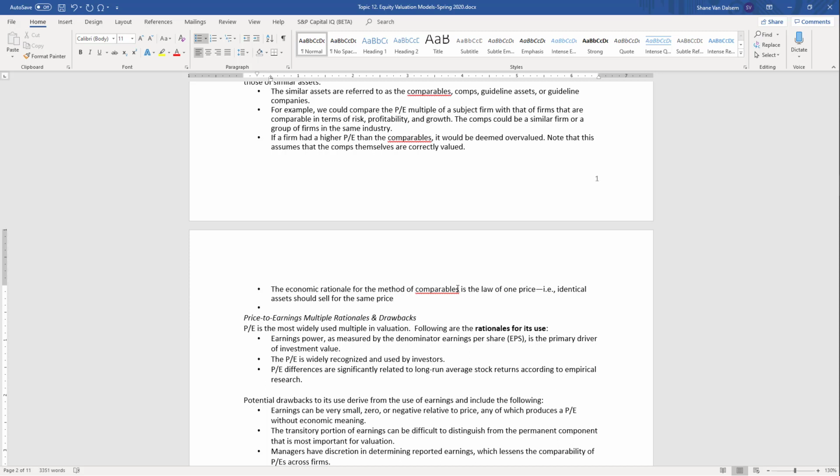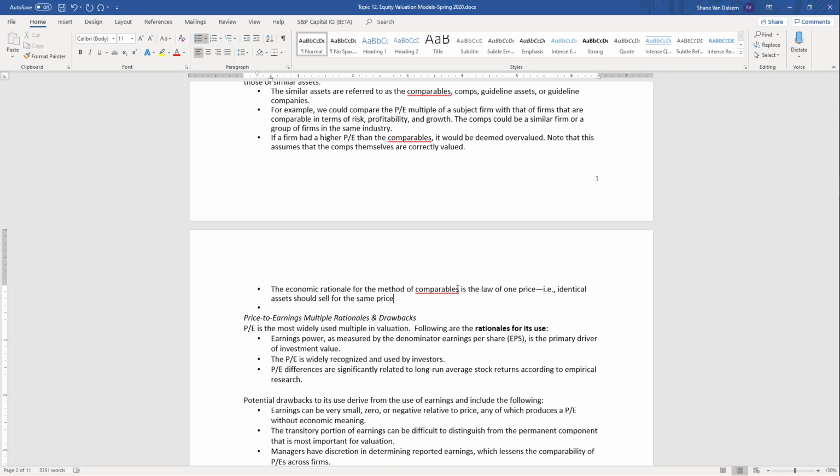Some rationales and drawbacks. PE is the most widely used multiple in valuation. Following are the reasons for its use. Earnings power as measured by the denominator, earnings, which is earnings per share, is the primary driver of investment value. Whenever companies release their quarterly earnings per share, if it's a surprise for the market, the stock prices of the firms can move dramatically.